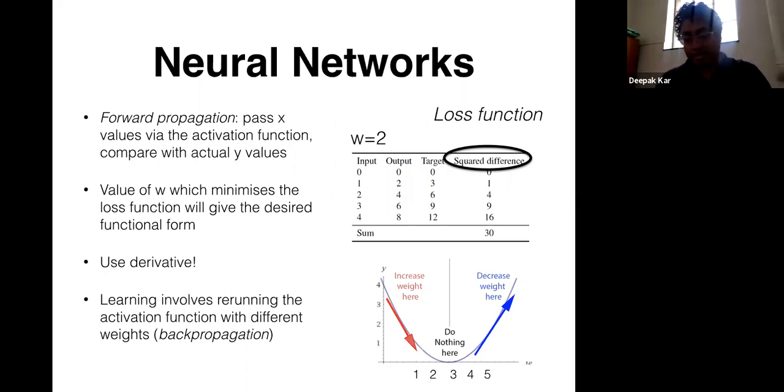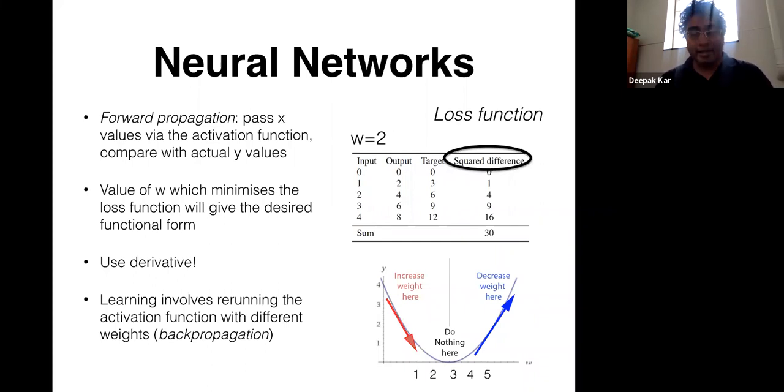In the little plot here, if the weight is 2 and you increase the weight, you go closer to 3, and this difference decreases, which is technically called the loss function in machine learning terms. Essentially, the value of W which minimizes the loss function will give you the desired result.